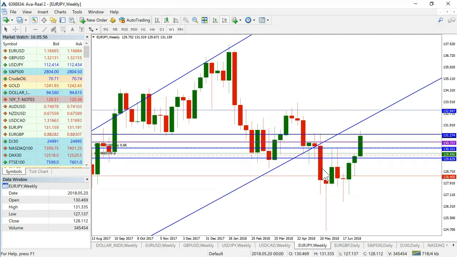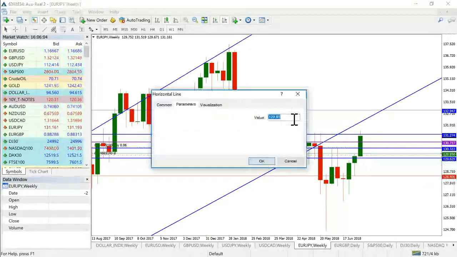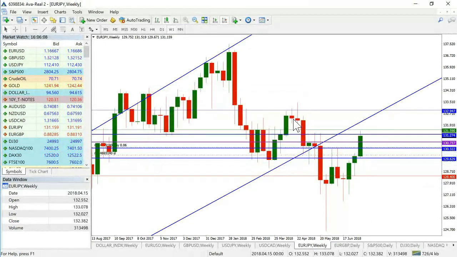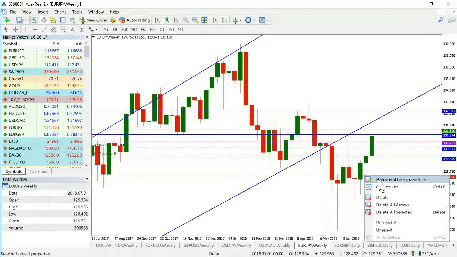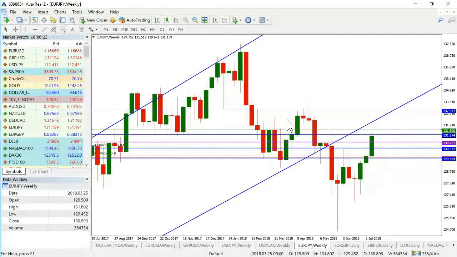Okay, so let's work with these new highs then. So we're looking at the 131.59. And we'll take note of the lows as well, which is the 129.67. So those are the levels in there for the euro yen.